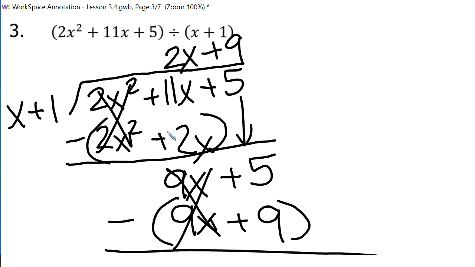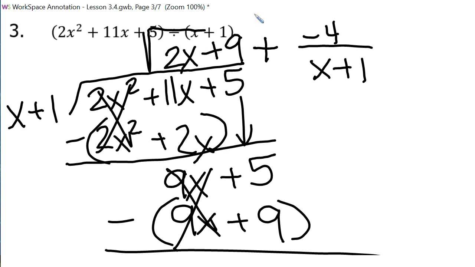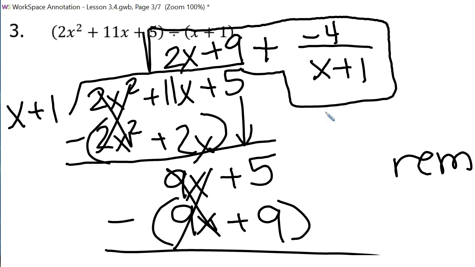When you write your final answer, you need to add the remainder over the binomial. So if your remainder is a number that is not 0, you have to add remainder over binomial. Every single time. We'll do that today. We'll do that again tomorrow. So you have to add remainder over binomial. Always.